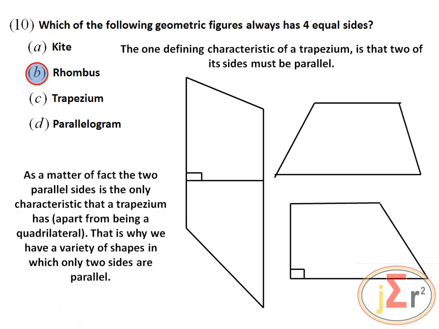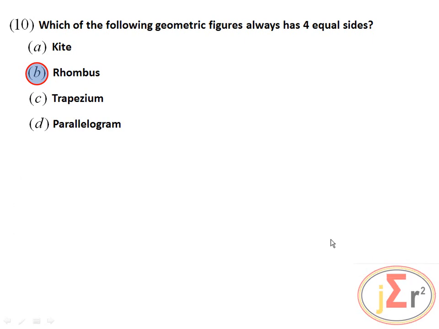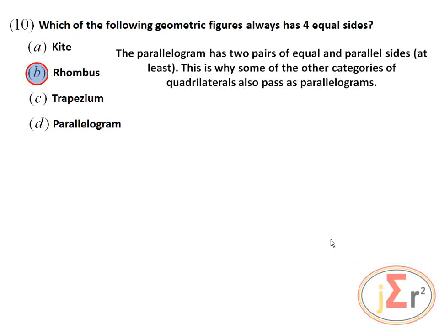As a matter of fact, the two parallel sides is the only characteristic that a trapezium has, apart from being a quadrilateral. That is why we have a variety of shapes in which only two sides are parallel, and that constitutes a trapezium. The parallelogram has two pairs of equal and parallel sides.